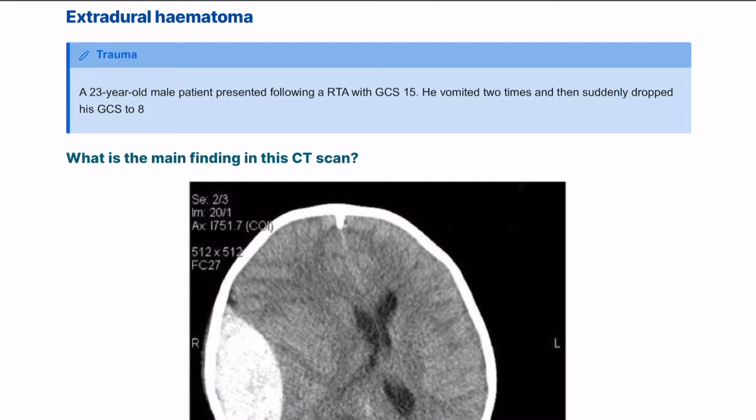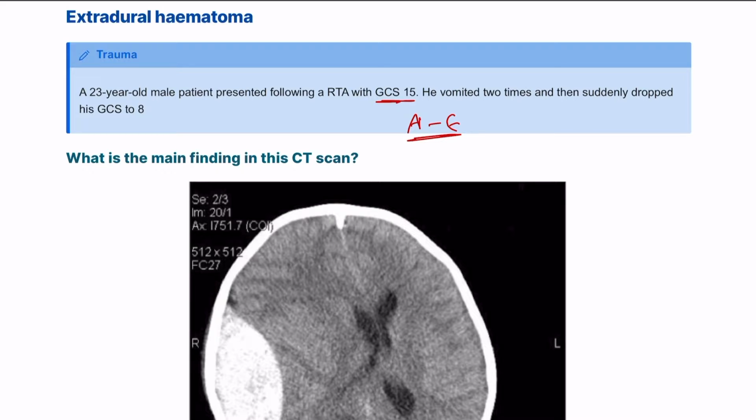So starting with extradural hematoma, we have a 23-year-old male patient presented after a road traffic accident, GCS is 15, and he vomited 2 times and then suddenly dropped the GCS to 8. From this scenario, our management will be based on the A to E approach, as per the trauma management.